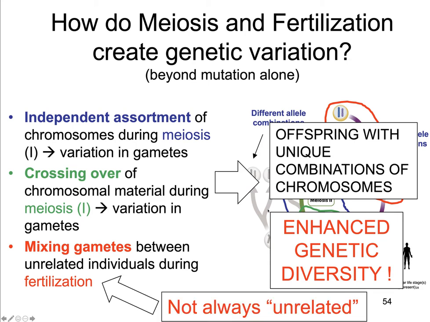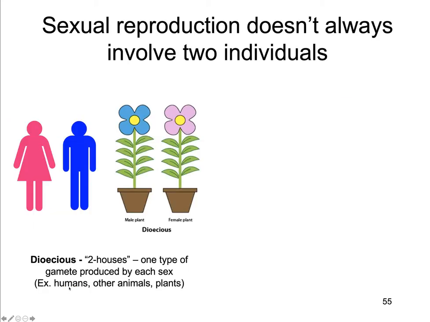Okay, so this last point that I want to talk about here is that when we talked about mixing of gametes, so this process of fertilization that's behind this box right here, when we have mixing of gametes from two unrelated individuals, sometimes you can actually have gametes come together from individuals that are related, or sometimes even the same individual. So it's not always unrelated individuals that gametes are mixing from during this process of fertilization. And so sexual reproduction doesn't always involve two individuals.